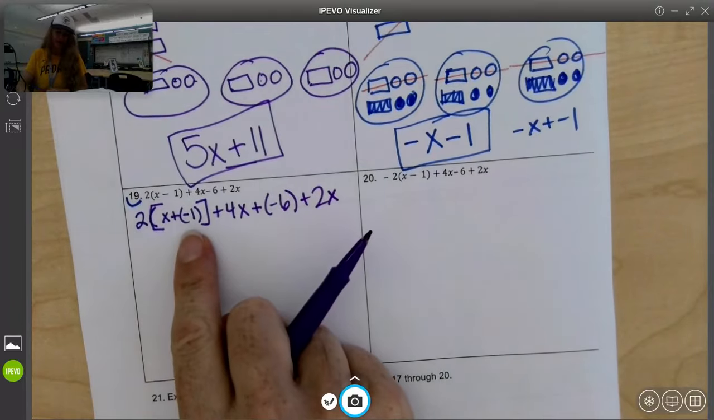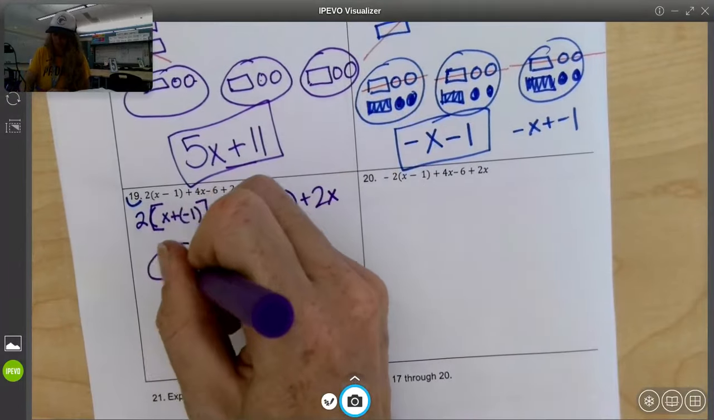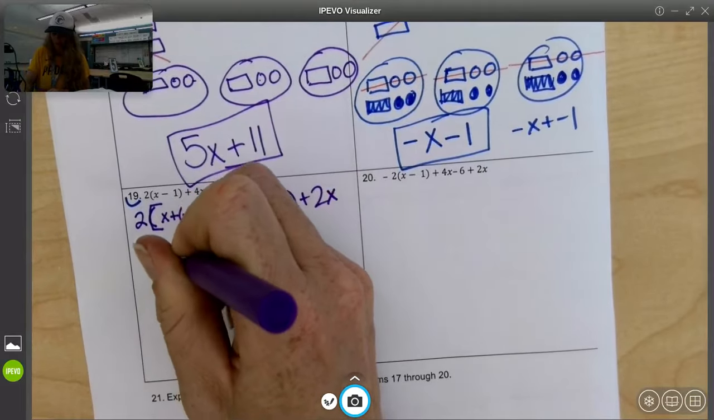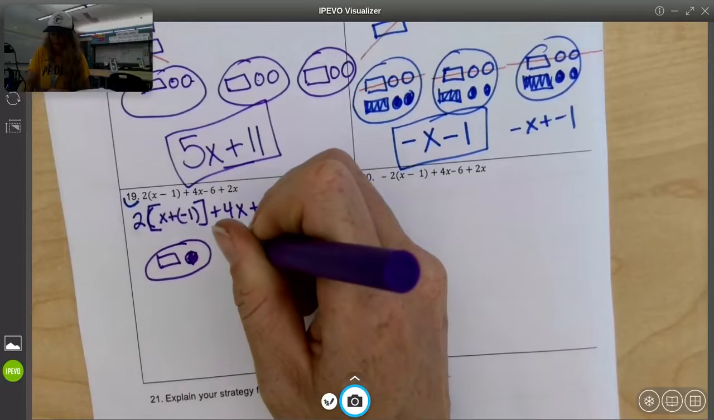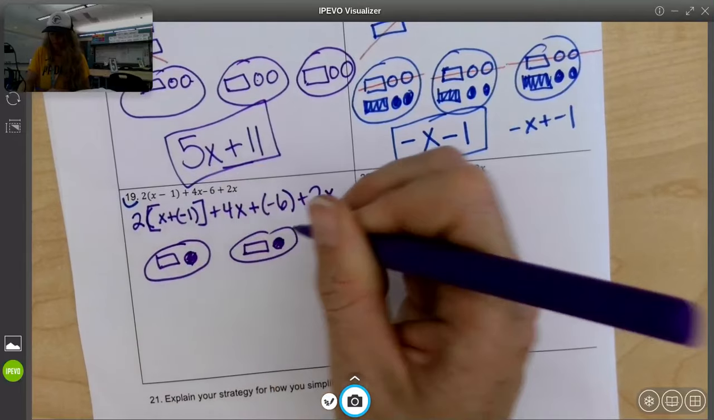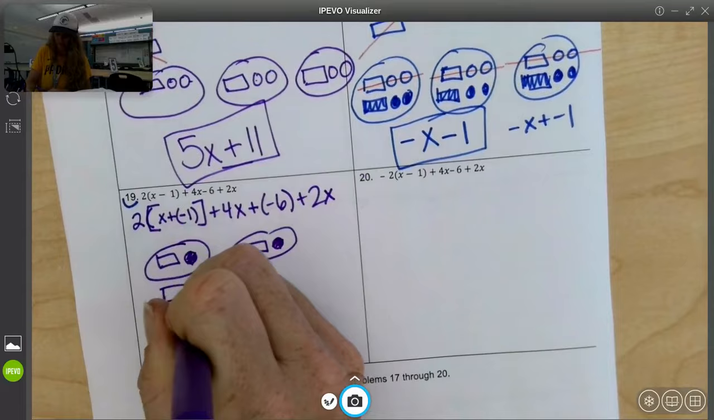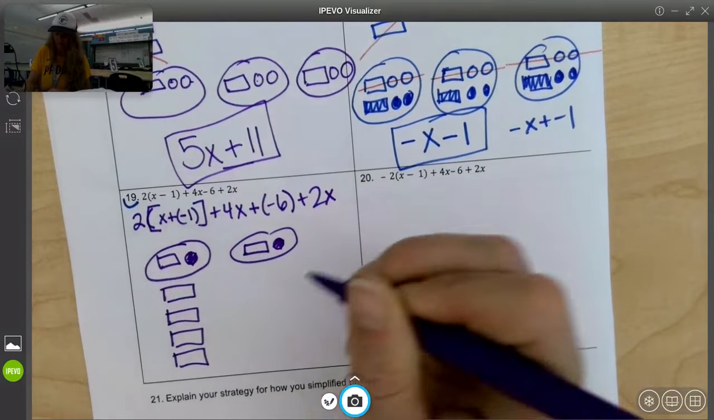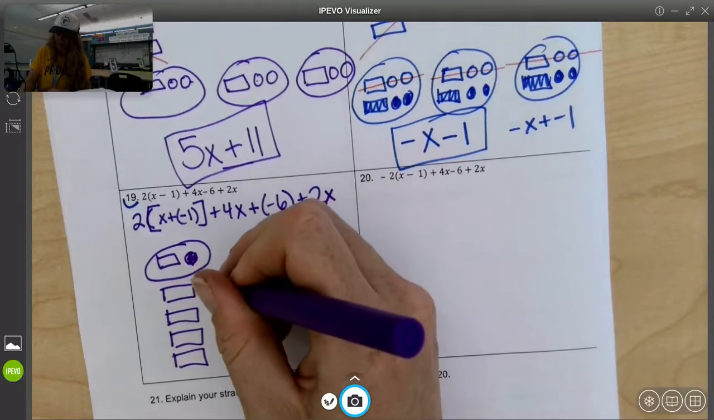2 groups of x plus negative 1, so I have 2 groups. I'm going to have an x and a negative 1 in each one. I'm going to add in 4 positive x's. I'm going to add in 6 negatives.